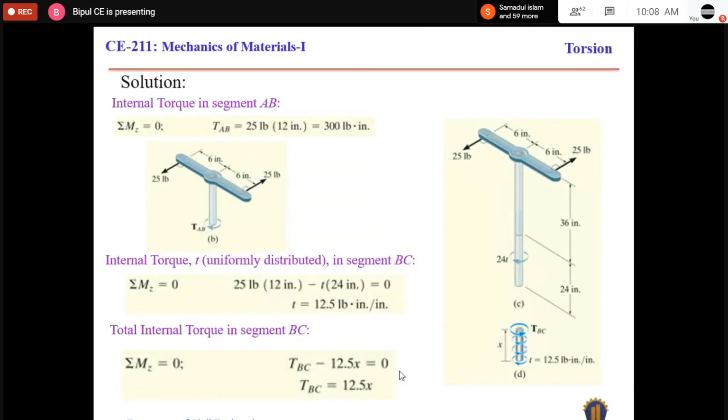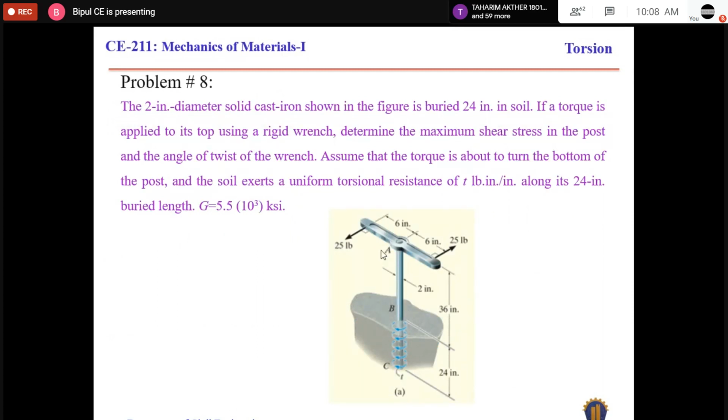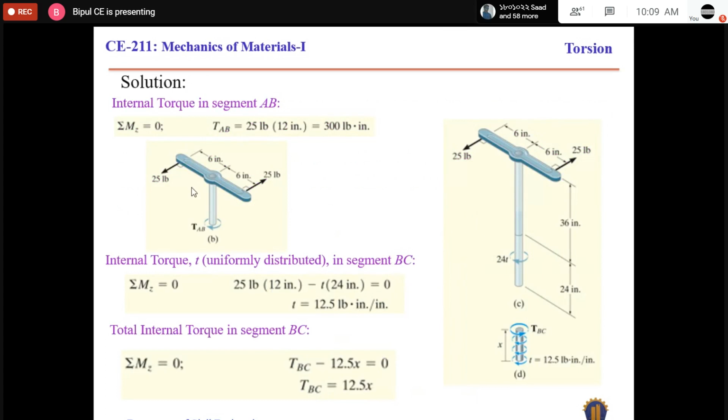To determine the maximum stress, we have to determine the maximum torque. And to determine the angle of twist, again we have to determine the internal torque along the length of the shaft. The applied torque is 25 times 12, that is force times lever arm. That is the torque applied to the torque wrench.